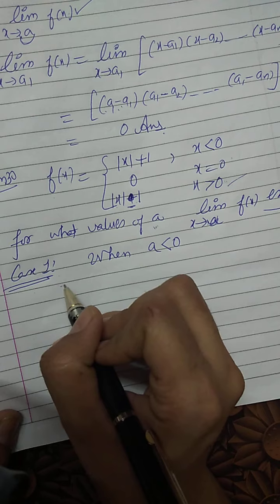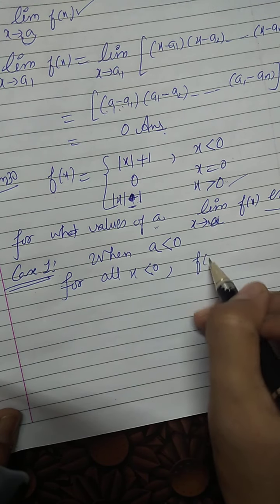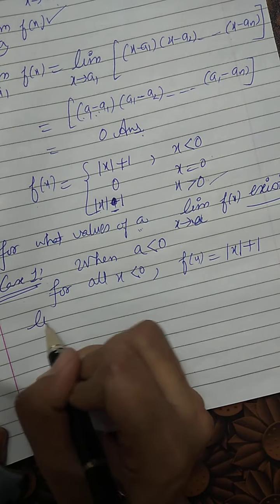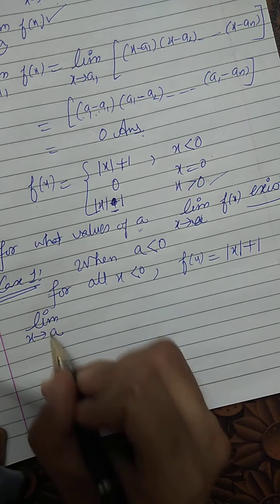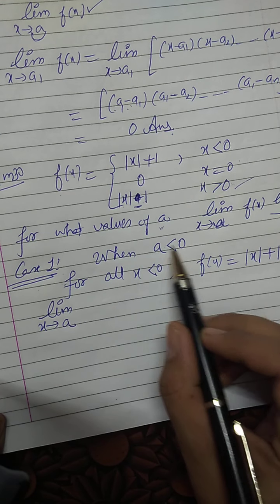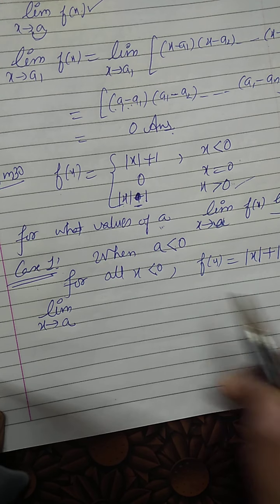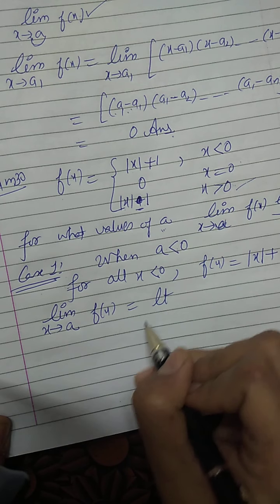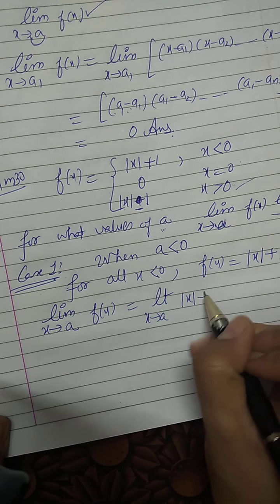Okay, for a, now we know for all x less than 0, the function is mod x plus 1. So directly, when I apply the limit x approaches a. Now this a is negative, but here I am not going to show anything. This a can be any negative real number, -1, -2, -3, any fraction, any real number, but it is negative. We will apply the limit x approaches a. What is the function? Mod x plus 1. So when I apply the limit, it will be mod a plus 1.